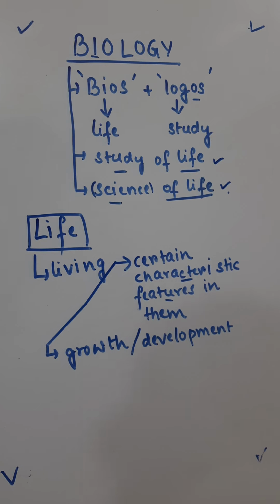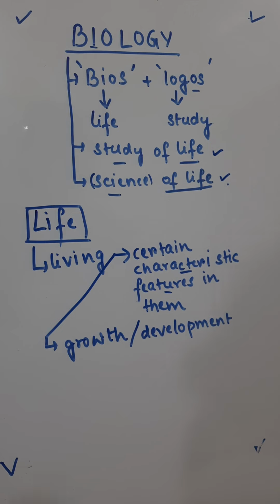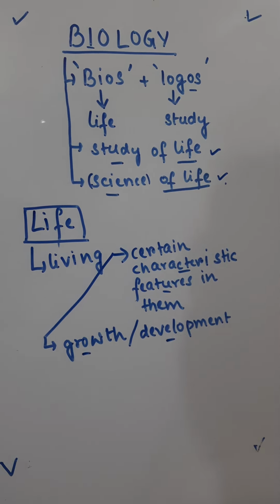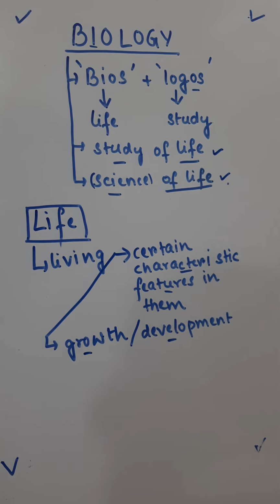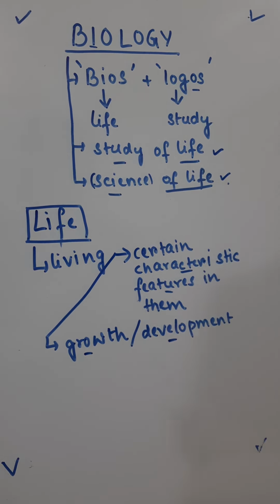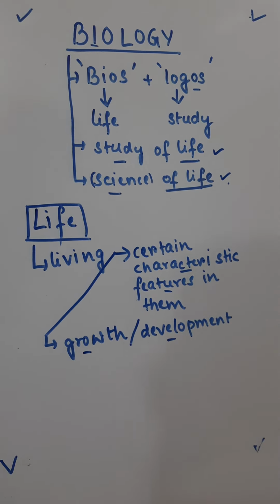What is growth? Suppose a small child is there, the child is able to grow into an adult. Suppose a small seedling is there, the seedling is able to grow into a tree. By the division of cells and the enlargement of cells, the entire organism as a whole is able to grow. Similarly, different organs or different parts of the body develop and mature with the growth. So we use the term development as well. So growth and development are the characteristics of life.